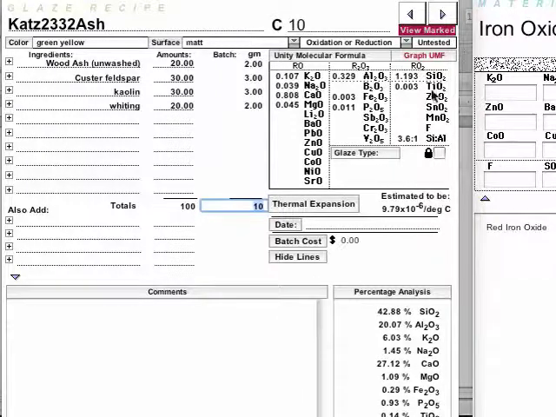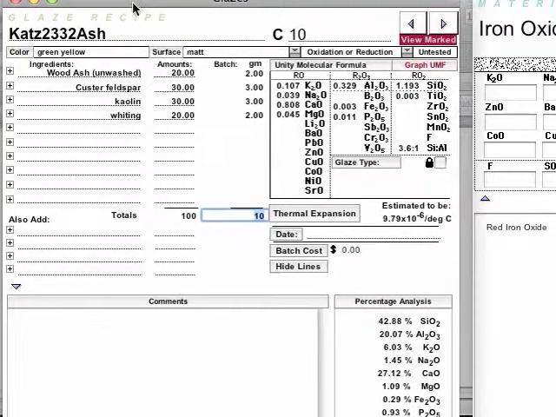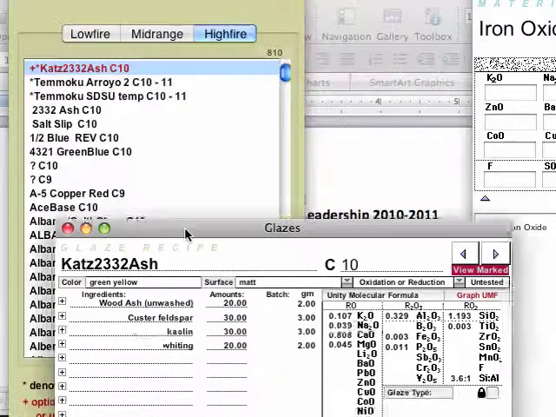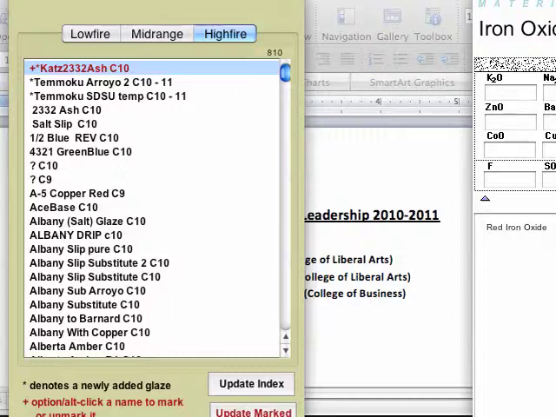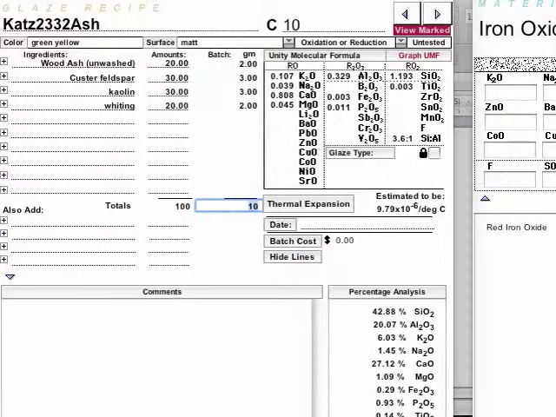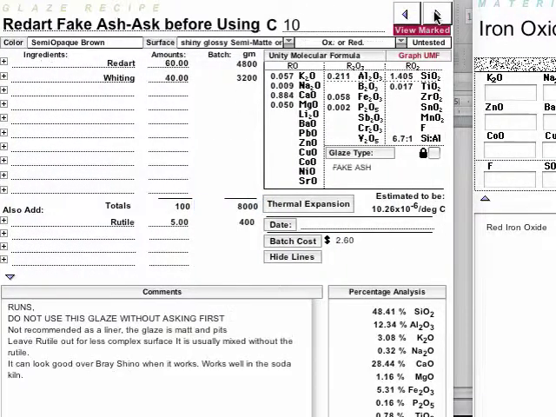Over here we have the silica, and all the glazes are going to be relatively low in silica. Most glazes that we use for functional wear have more than 2 moles of silica for every mole in the RO column. So this is Katz 2332 ash, and it's got rivulets. It's a glaze that has rivulets like Miles's glaze. And we're going to look at another glaze here. I've got them all marked so we can just scroll through them.